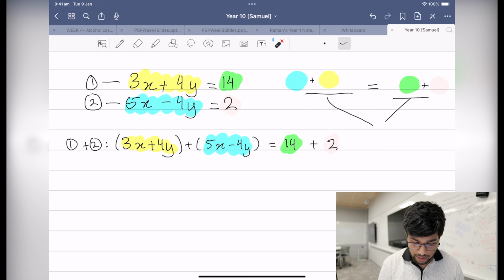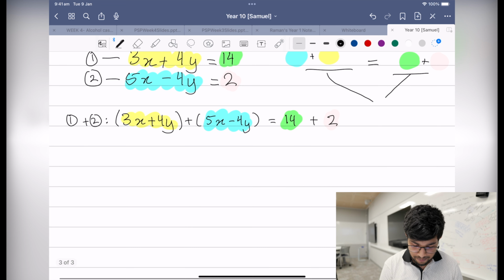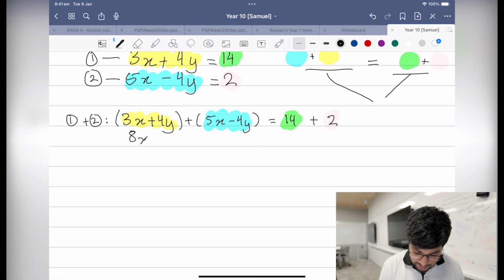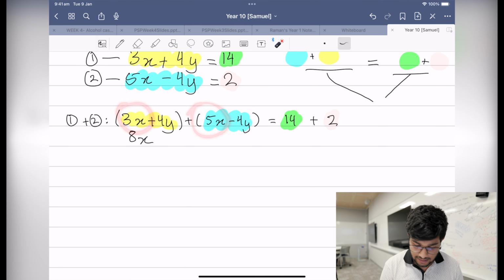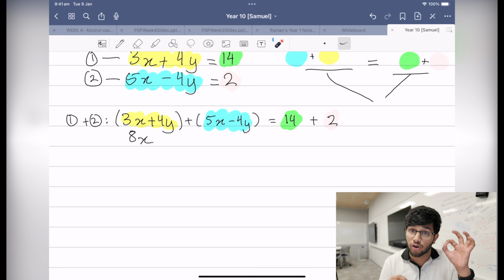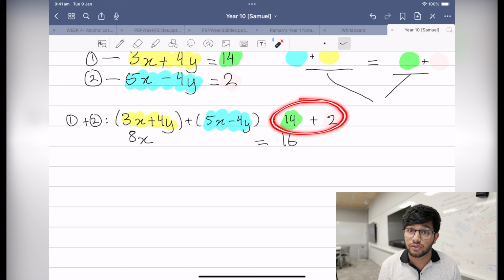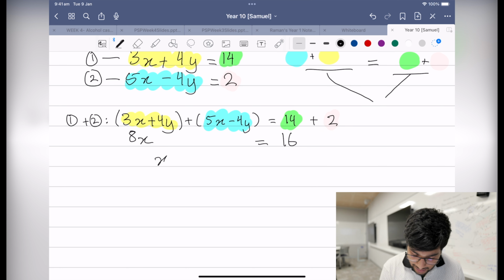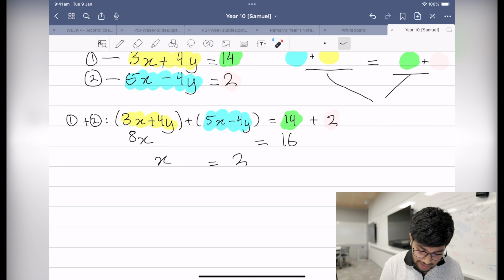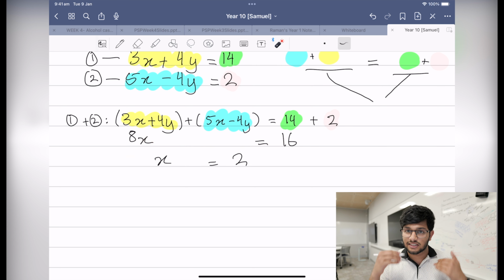So now from here, what we can do is say, okay, 3x plus 5x is 8x. And then you've got plus 4y minus 4y, which would cancel out to be 0y. So we'll say 8x is equal to 16, that is, 14 plus 2. Then we can say x is equal to 2, because I take the 8 down, 16 divided by 8 is 2. x is equal to 2.